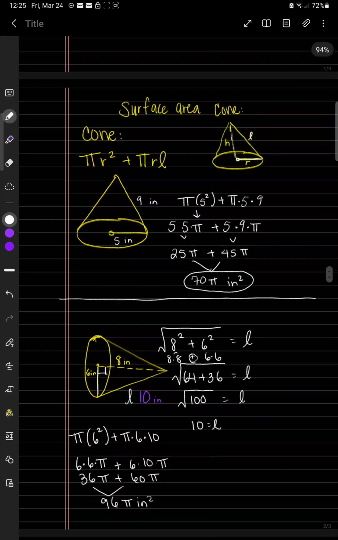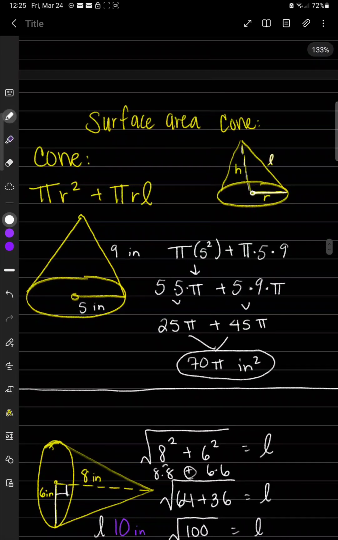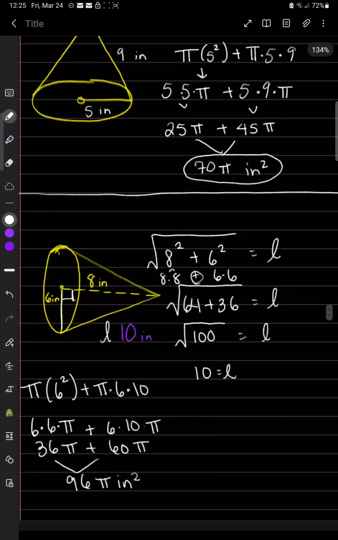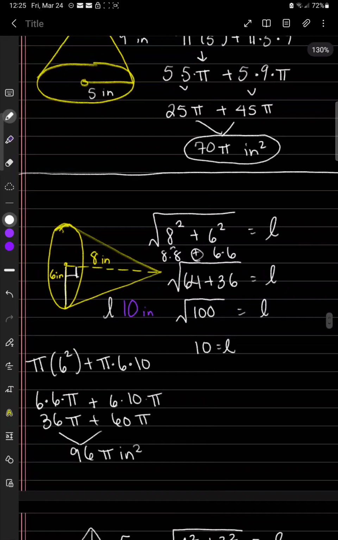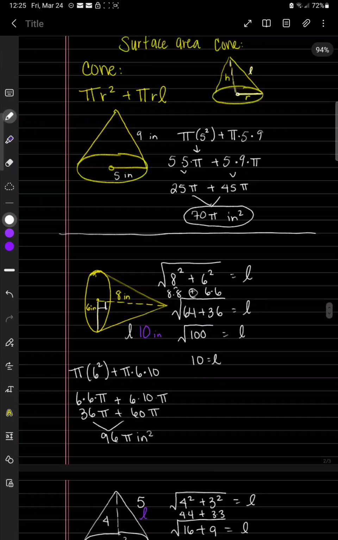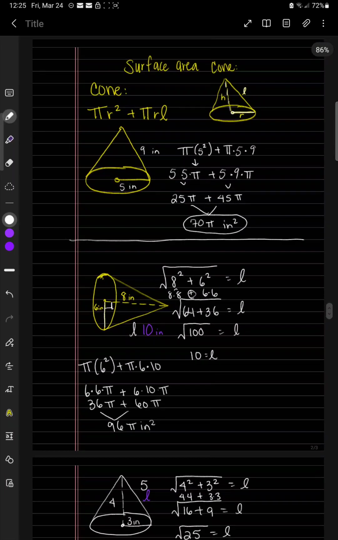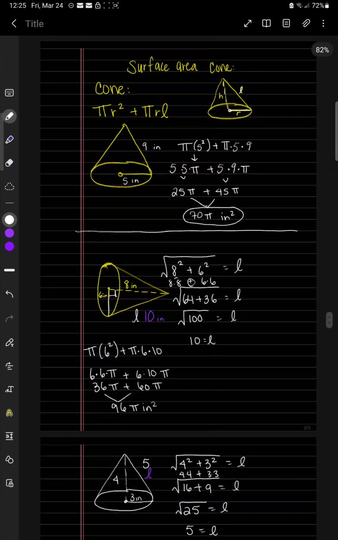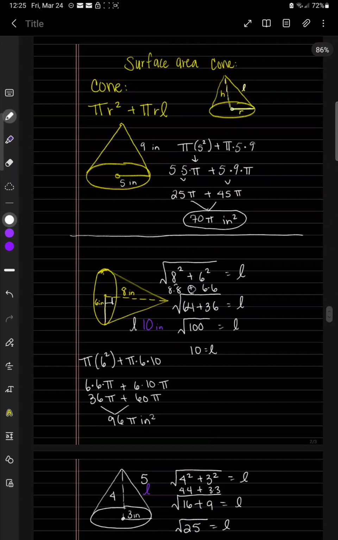Like I said, either we have the two pieces that we need and we jump right into plugging it into our original equation or our formula, or if we're missing L, we do Pythagorean theorem first and then do our formula. And that's it.